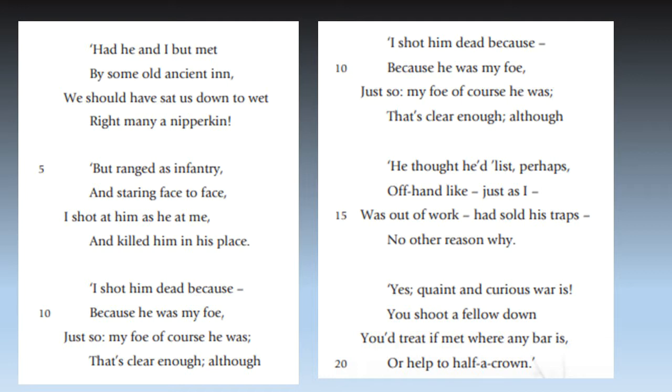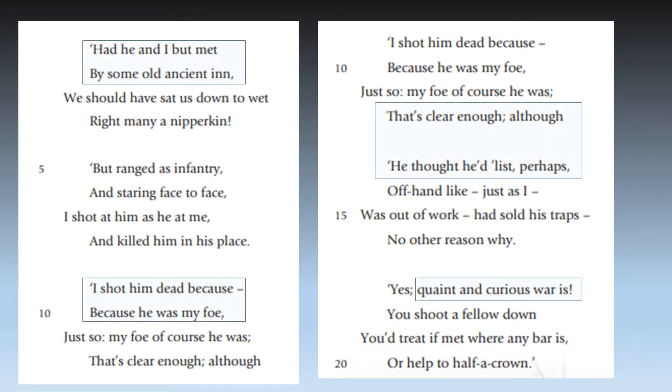So that's the poem, and the first thing that we've done is we've read it, and then we need to start thinking about the uses of language and maybe underlining some that we might rely on for our written response. So I've underlined these today. There are more, of course. Every line has got its own significance, but I've gone for the very opening of the poem. Had he and I but met by some old ancient inn.